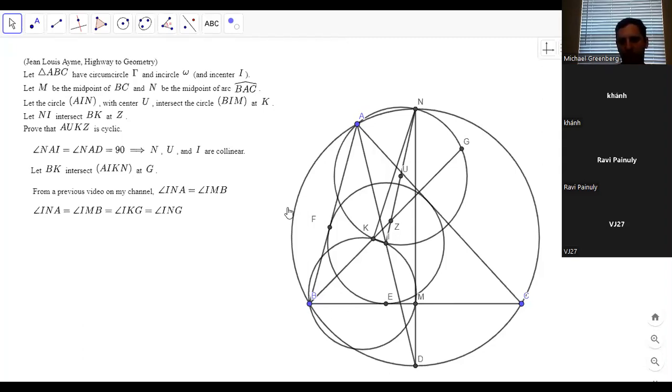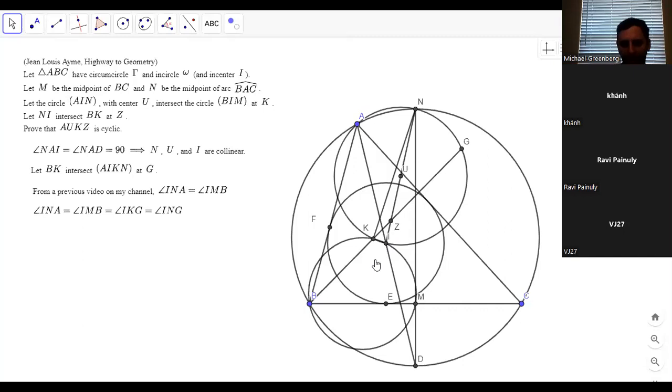Yeah, that's true. It's easy. It's not even that hard. Oh, point G is the key. Oh my gosh. So we proved that NA equals NG, right? So by symmetry we have AZU equals UZG. So UZG is equal to KZI, right? So ZU is the external angle bisector of AZK. However, UA is equal to UK, so it must be a cyclic quadrilateral.